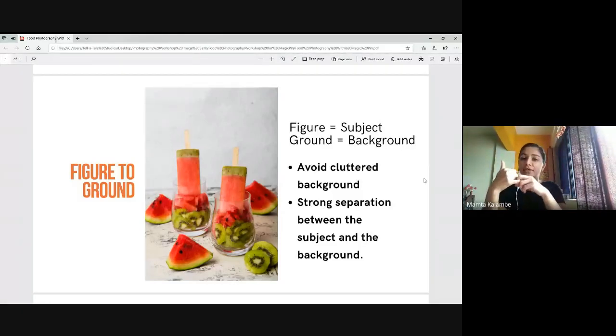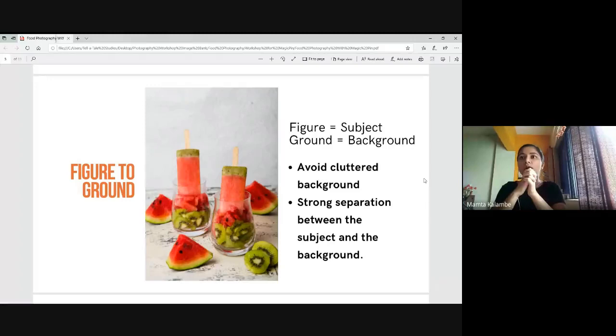So what is figure to ground? Figure is basically your main subject. Like in this, there are these two popsicles that are my main subject. And ground is the background that's there. What figure to ground means is basically you should always create a separation between your subject and your background, right? Doing this enables you to bring your main subject into highlight. The background does not distract, and whenever you look at the image, there is just your main subject that is bang on right there in focus.